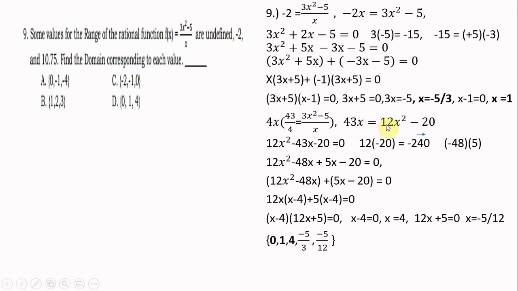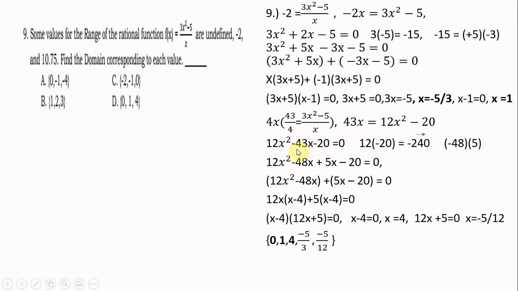So afterwards, transpose 43x to the right side, it becomes 12x squared minus 43x minus 20 is equal to 0. Okay, so you will factor it now by renaming. That's 12 times negative 20, which equals negative 240. Okay, negative 240. What are the factors of negative 240 wherein if you combine the factors, it is equal to negative 43? So it is negative 48 times 5, that's negative 240. When you combine these two factors, the answer is negative 43.